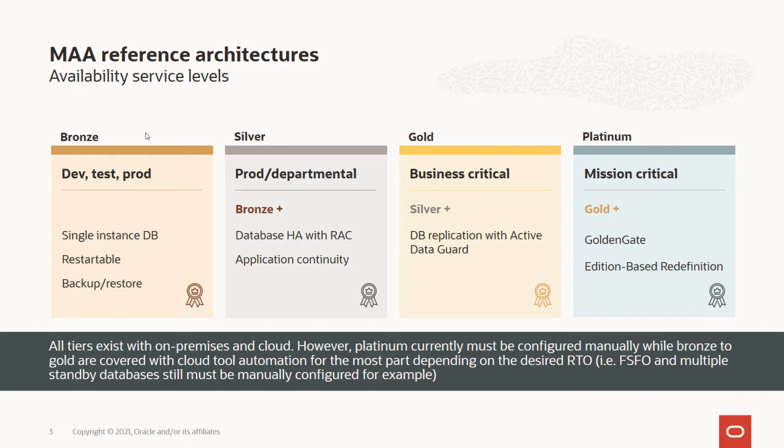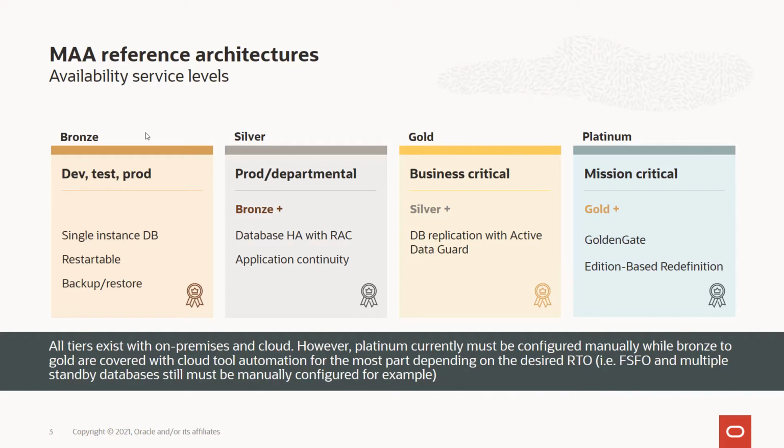Then we have the silver availability architecture, which has everything that we have in bronze, but also Oracle Real Application Clusters, which give protection from local failures and zero application downtime for all planned maintenance. By having the correct session draining set up, the application can keep working without noticing any maintenance like patching. And Application Continuity also protects the sessions that cannot drain properly.